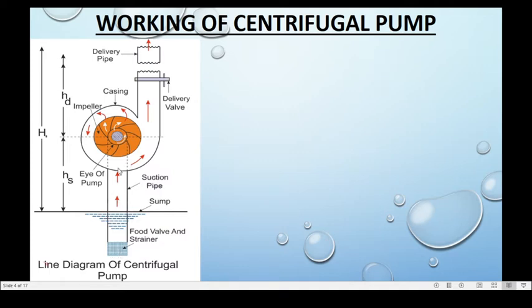Next we'll go to the impeller part. This is the impeller and this is the eye of the impeller. Okay. Next this is the casing, and this is the delivery valve and this is the delivery pipe. Okay. So let us go to the working of the centrifugal pump.